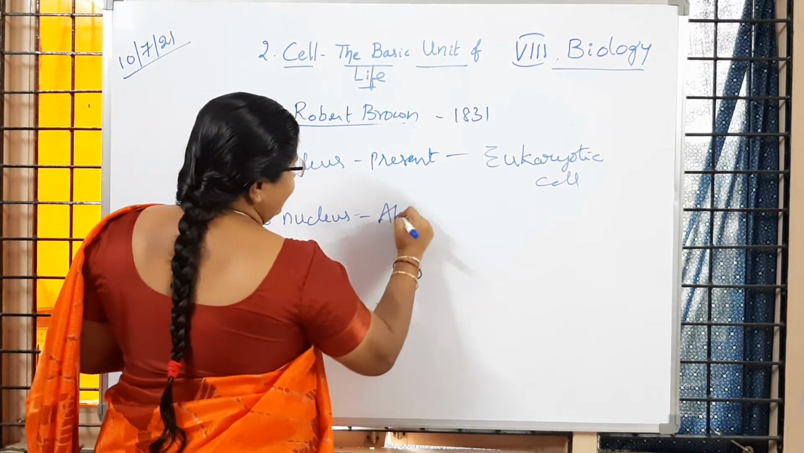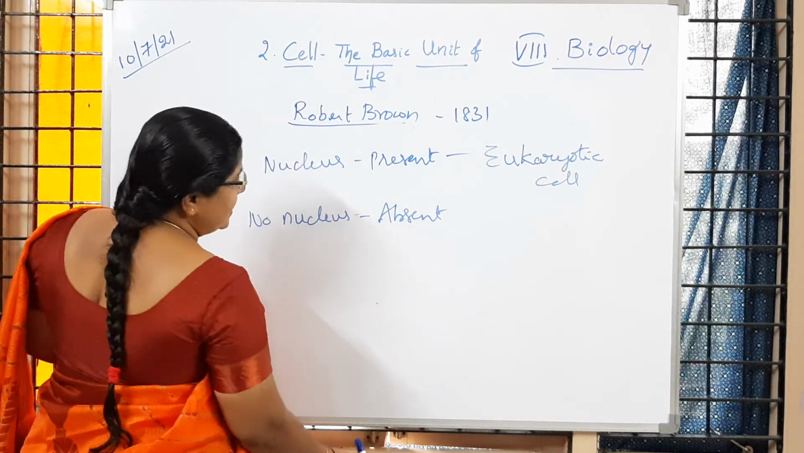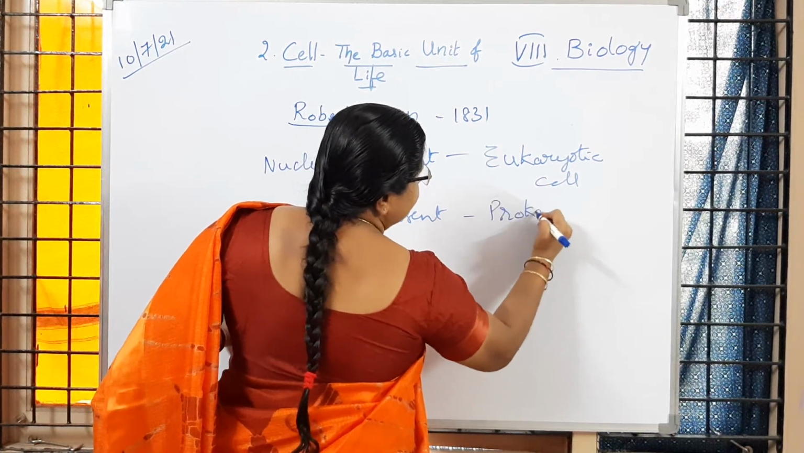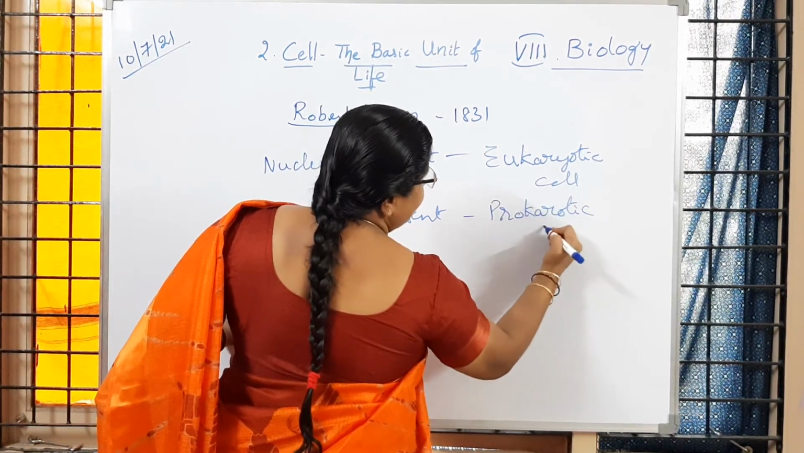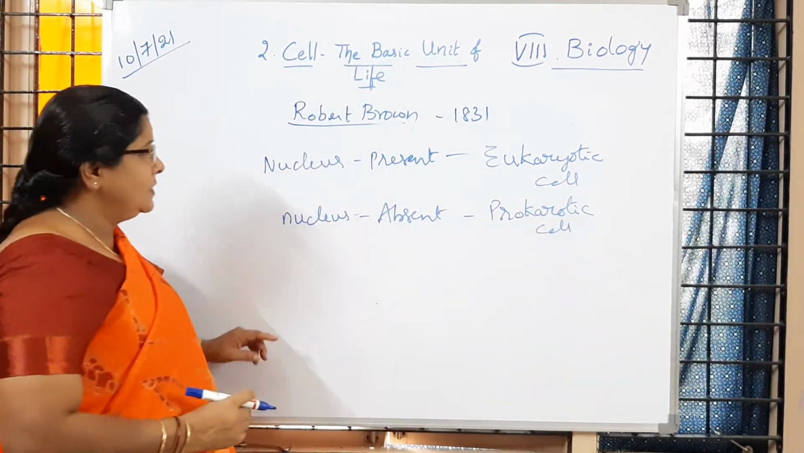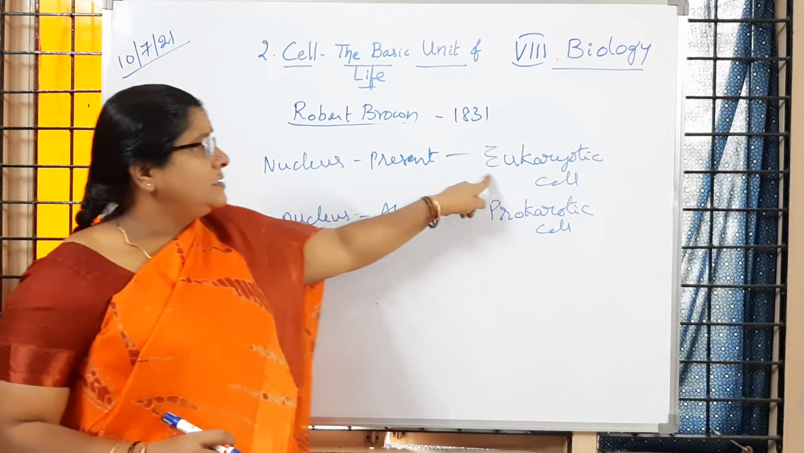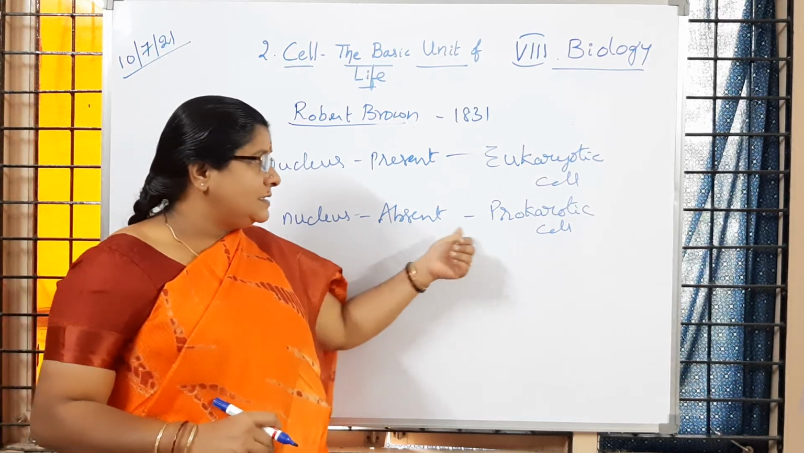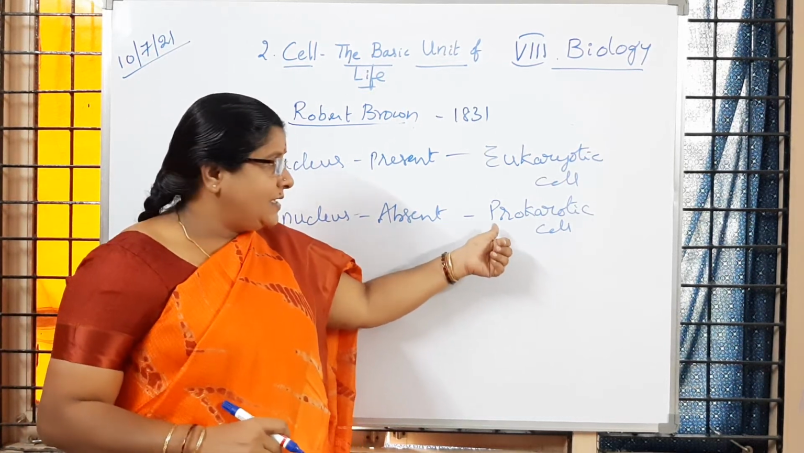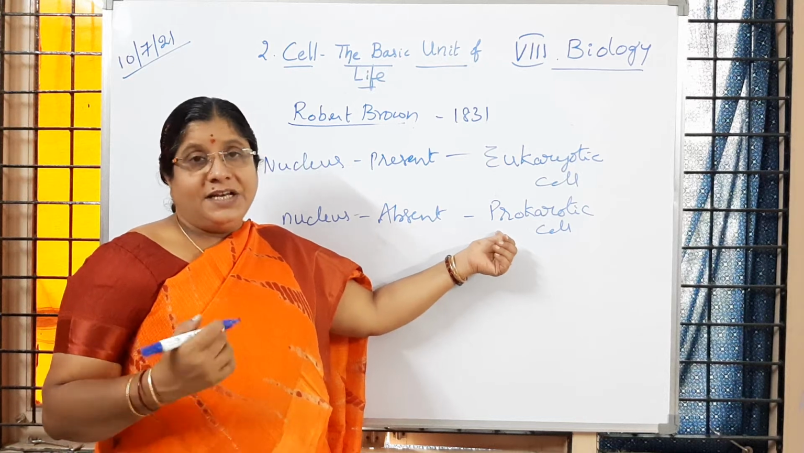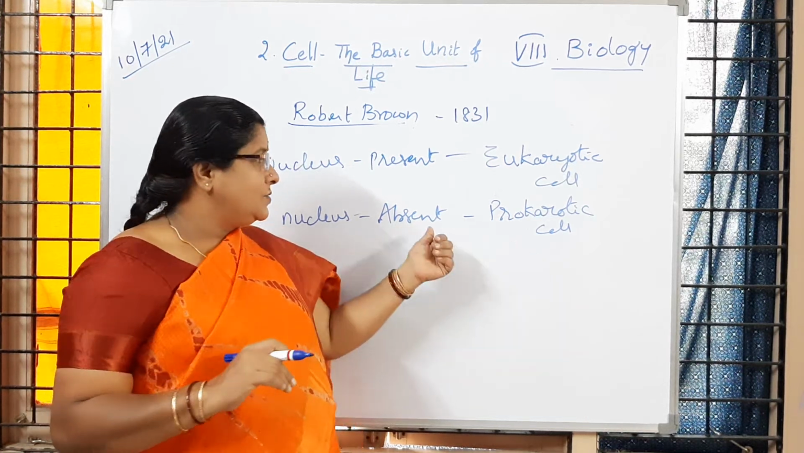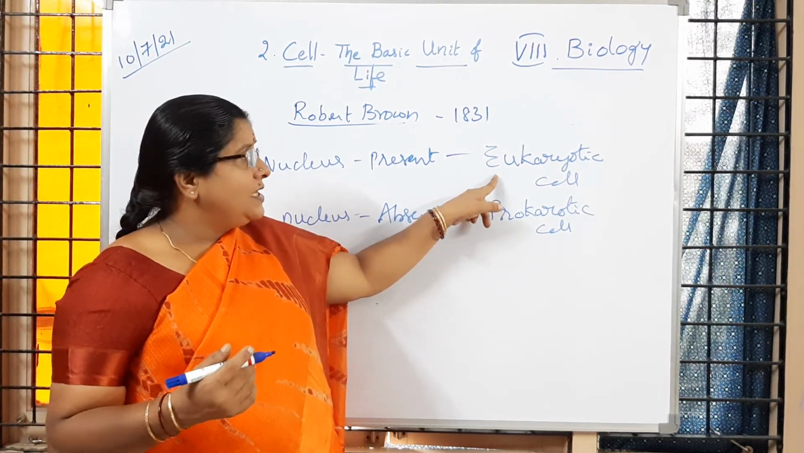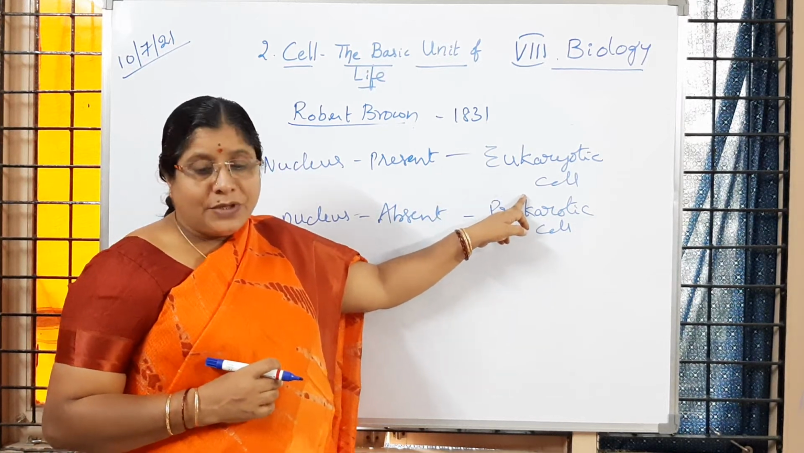If the nucleus is absent, I will write here: absent. In the cell, the nucleus is not there. Then they are called prokaryotic cells. Is it clear to you? So if the nucleus is there in the cell, then they are examples of eukaryotic cells, and if the nucleus is absent in the cells, then they are called prokaryotic cells. Examples of prokaryotic cells: bacteria. Any bacteria if we take, it will not have a nucleus, so it is an example of a prokaryotic cell. Whereas if we observe plant cells and animal cells, the nucleus is present, so they are examples of eukaryotic cells.